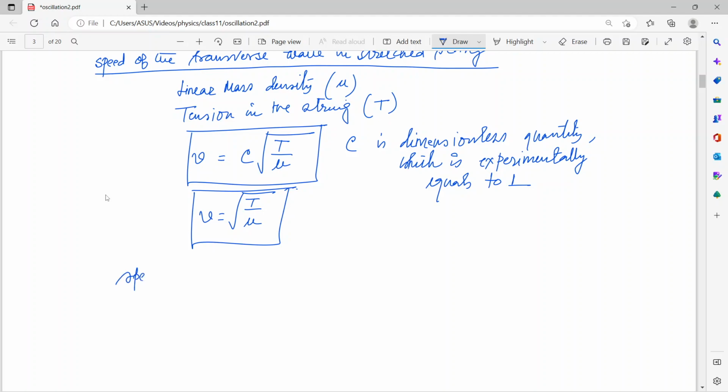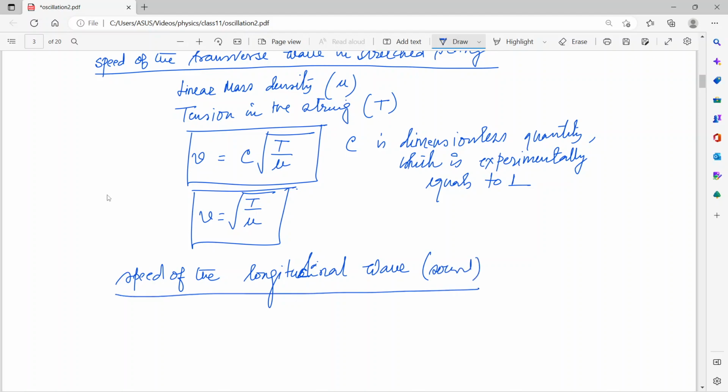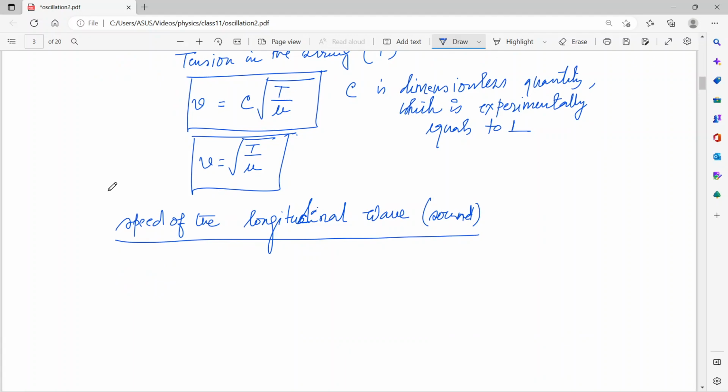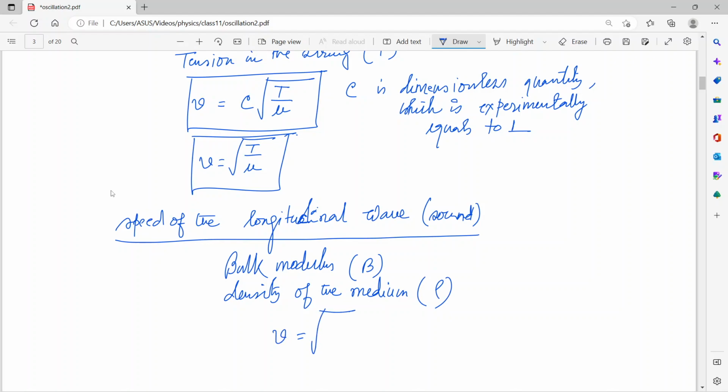Now if we want to find the speed of the longitudinal wave, or the speed of the sound wave, we already know some part of that in class, and when we go through thermodynamics we will learn about the velocity, but now you just know the formula. For the sound wave, that will also depend on two factors. One is the bulk modulus B, and another is the density of the medium, rho. So the velocity is root of B by rho.